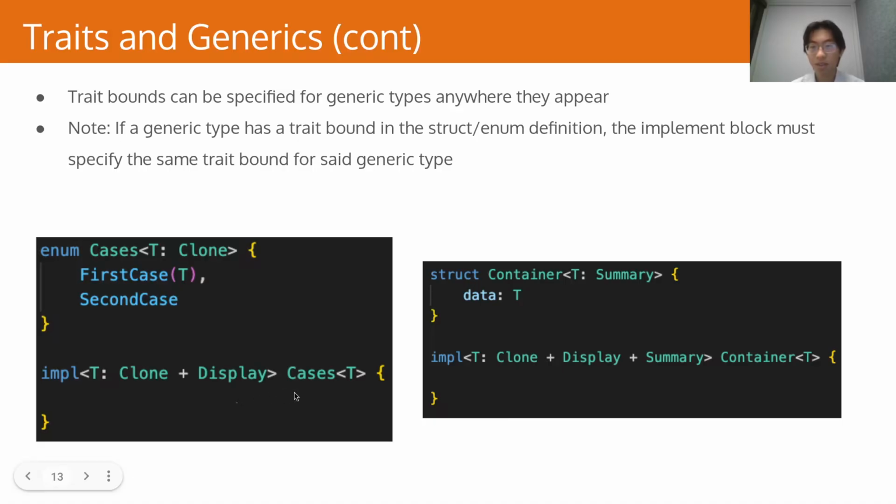But the important thing to note is that if the generic type has a trait bound, the impl block must also specify the same trait bound. So because T has the trait bound of needing to be cloned in the cases enum, whenever we implement anything with T, it must also be cloned for cases, right? And then similarly here, because the struct T needs to be Summary, whenever we implement, we also need to make sure T is Summary here.